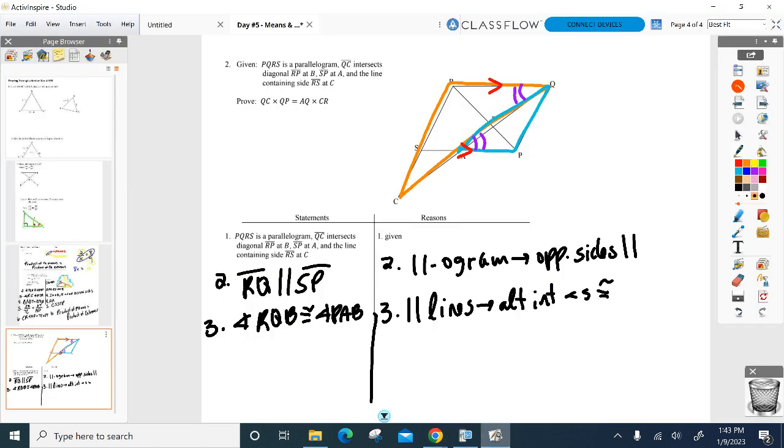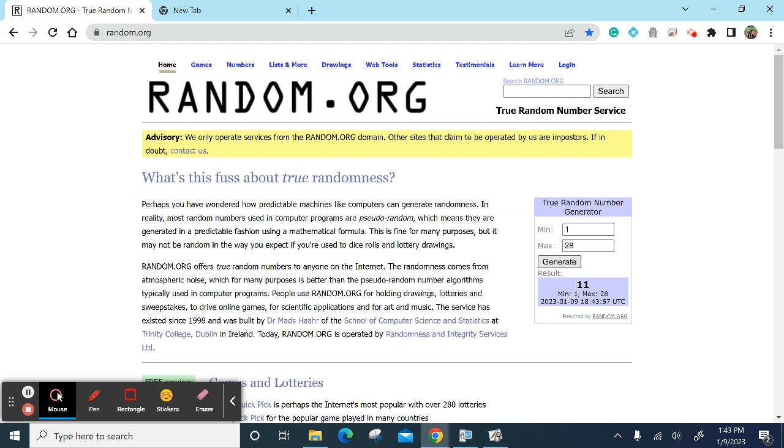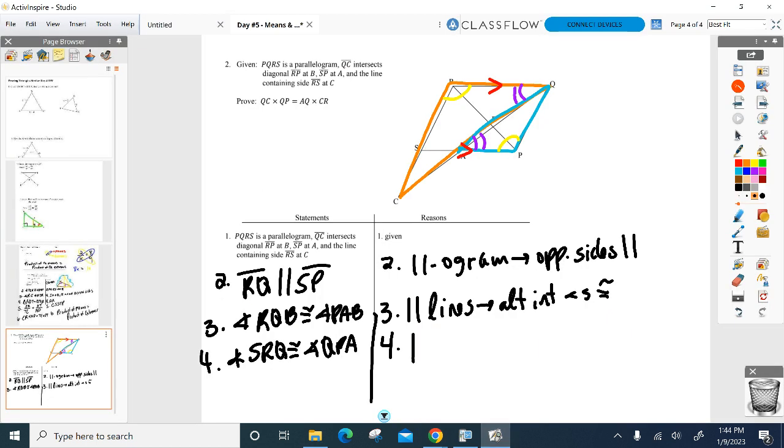Angle SRQ equals angle QPA. Yep, there you go, right there. I'll ask somebody in a second why that's true. Angle SRQ is congruent to angle QPA. Why is that true? Parallelogram implies opposite angles congruent. There's the property I was looking for. Opposite angles congruent in a parallelogram. And there you go. You got your angle.